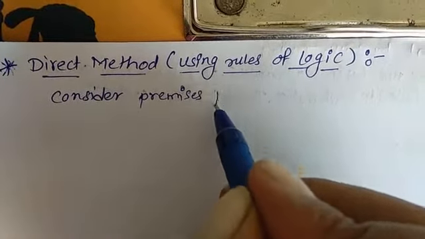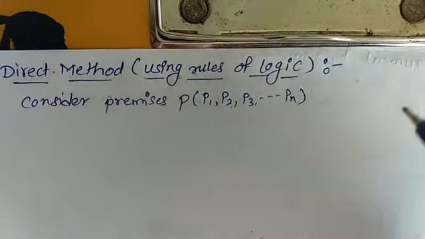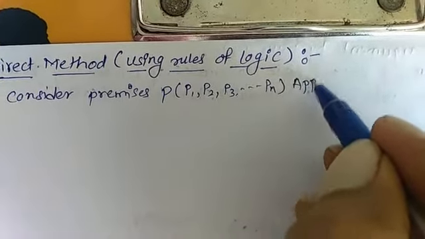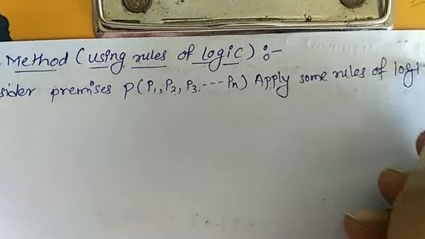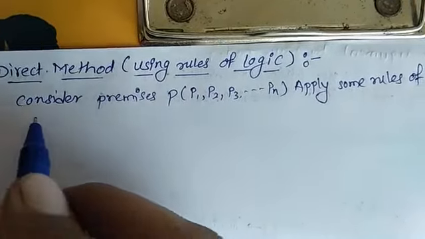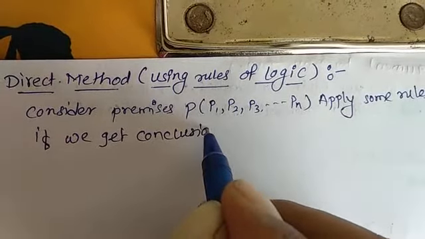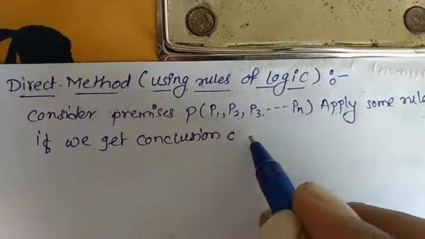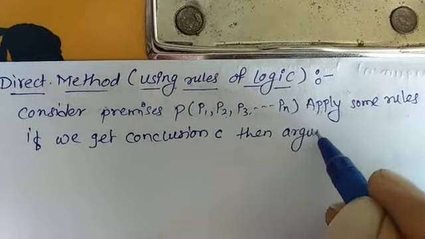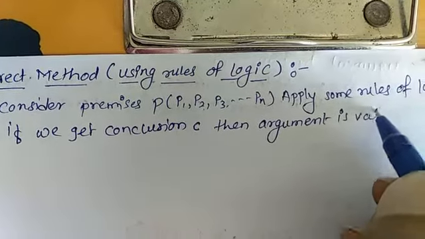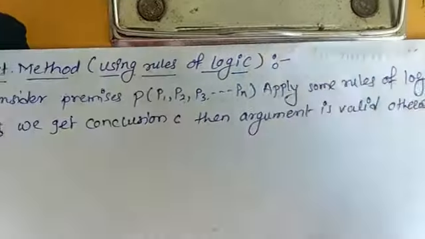P (P1, P2, P3 up to Pn), which is our premises part, and applying some rules of logic, if we get a conclusion C, then the argument is valid. Otherwise the argument is invalid.